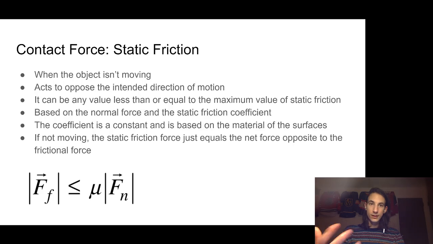So if we're going to first look at static friction, this is happening when the object is not moving, and it's going to act to oppose the intended direction of motion. So again, this is a case where the object's not moving. So if you want it to move to the left, friction is going to act to the right to oppose that. So it can be any value less than or equal to the maximum value of static friction. So this is what really tripped us up.